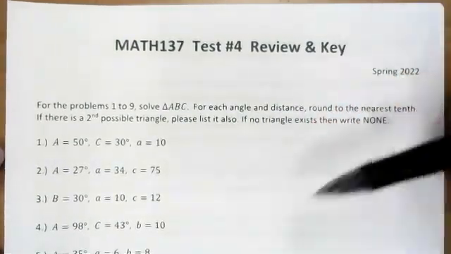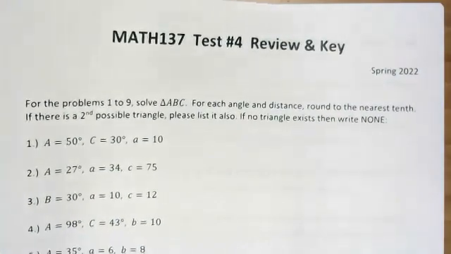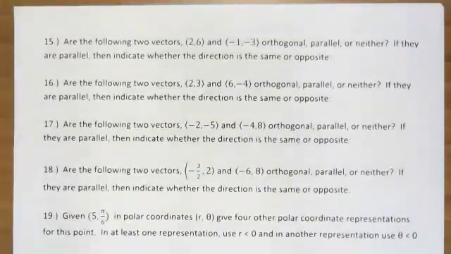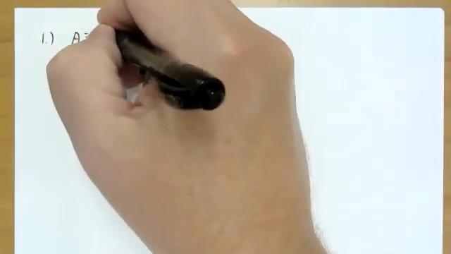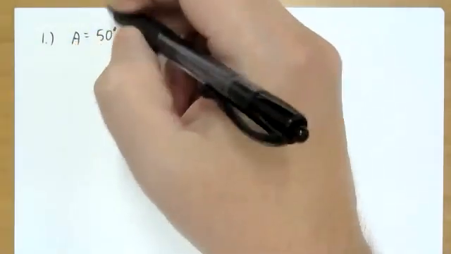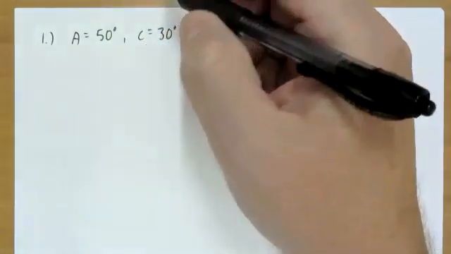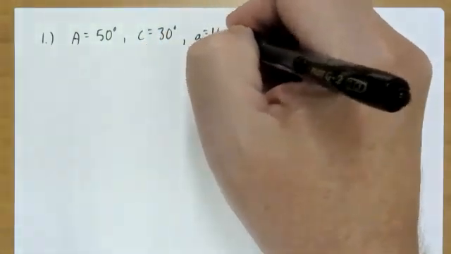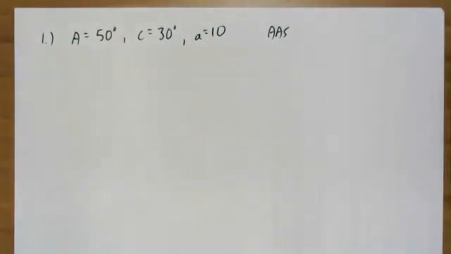So the first 9 problems look like law of sine and cosine problems, so let's go ahead and jump in and see what we have. So problem 1, looks like angle A is 50 degrees. Angle C is 30 degrees. Side A is 10. So this looks like an angle side, which is a pretty easy problem to solve.